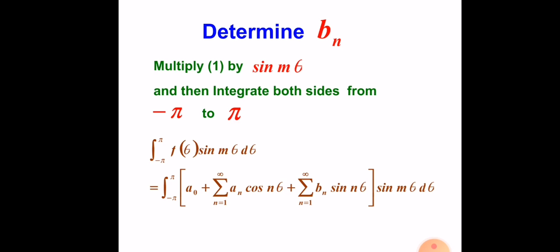For the determination of third coefficient bn, what you want to do is multiply the whole equation, the first Fourier series expansion, using sin m theta, then integrate both sides from minus pi to pi. Very much similar steps are to be followed, and what we are getting is integral over theta minus pi to pi f of theta sin m theta d theta is equal to integral minus pi to pi a0 plus sum over n an cos n theta plus sum over n bn sin n theta sin m theta d theta. I have multiplied both sides with the sin m theta, and I am going to integrate both sides with respect to theta from minus pi to pi.